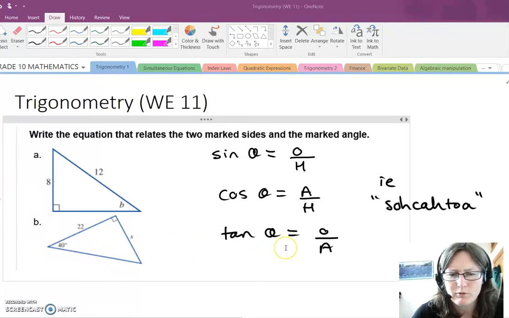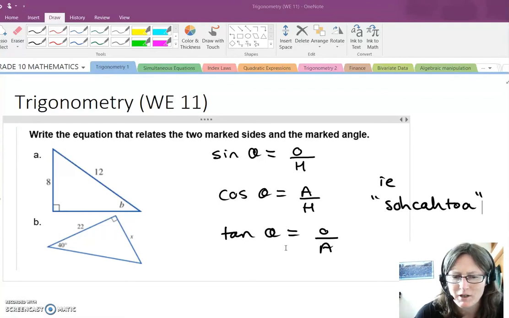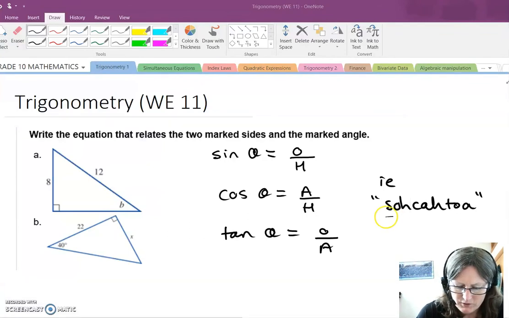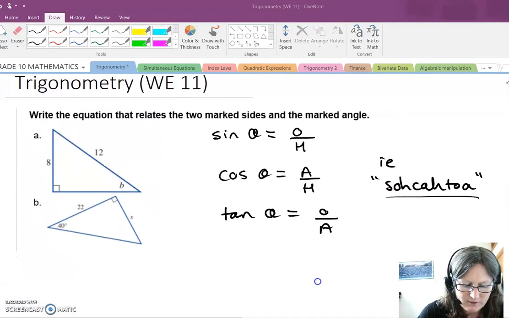Okay, in 5.4 worked example 11, we need to remember our trig ratios again. So sine of the marked angle is opposite over hypotenuse, cos of the marked angle is adjacent over hypotenuse, and tan of the marked angle is opposite over adjacent. In other words, SOHCAHTOA. Let's look at A.